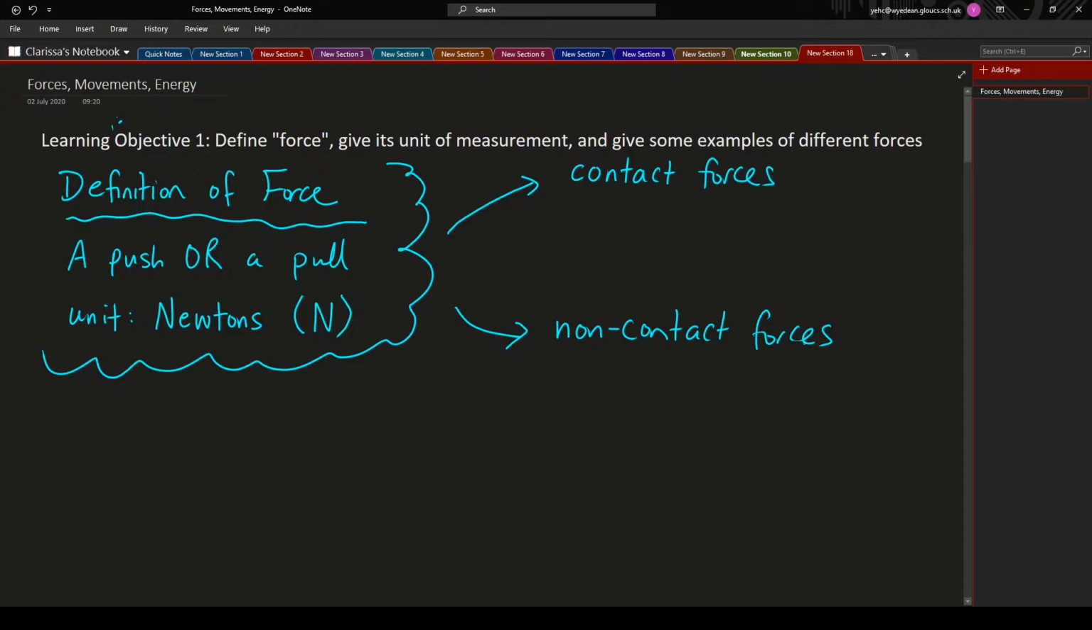Now just have a think about those two key phrases, contact forces and non-contact forces. If you don't overthink this, you can probably even already guess what the difference is between the two just from the name, contact or non-contact. In the case of contact forces, objects need to be touching.